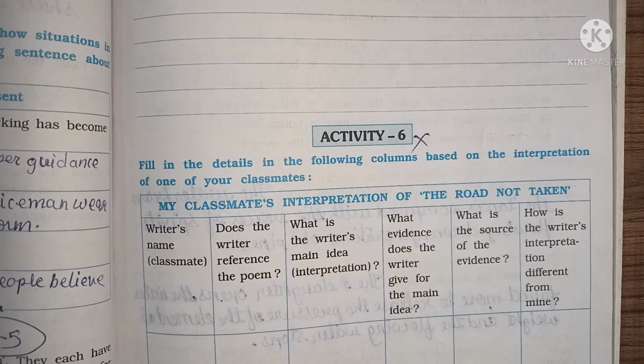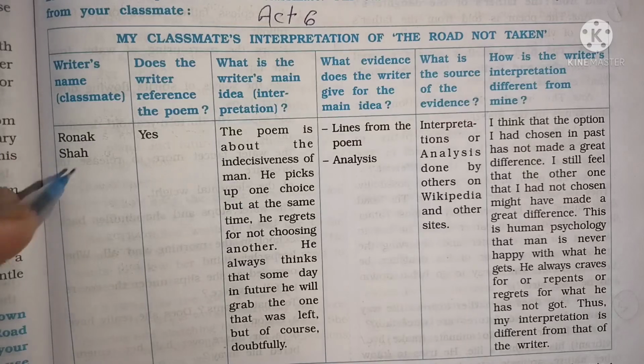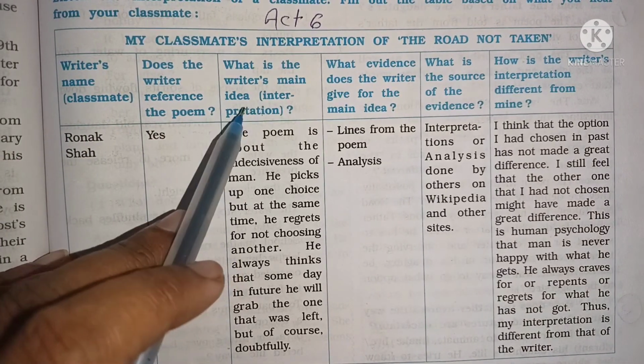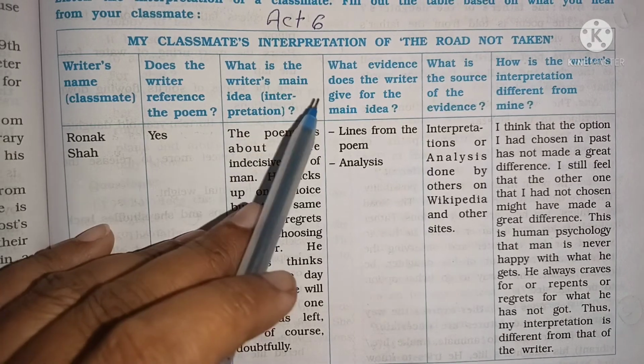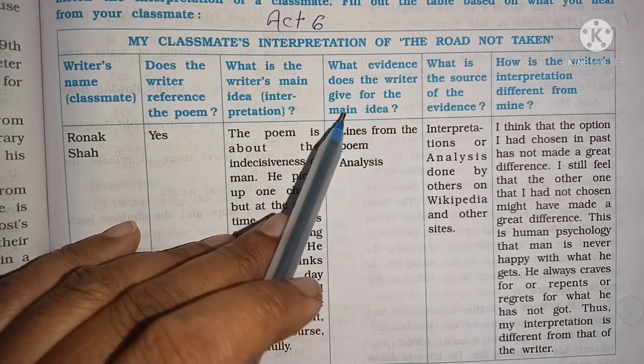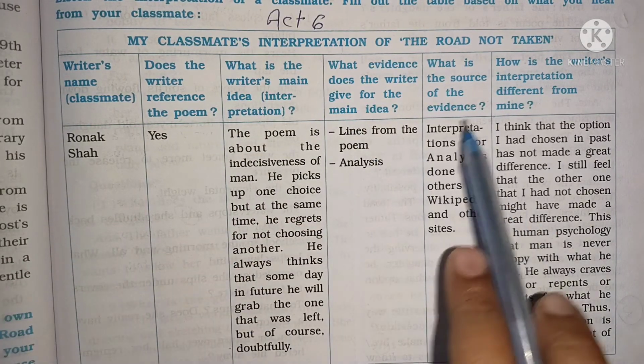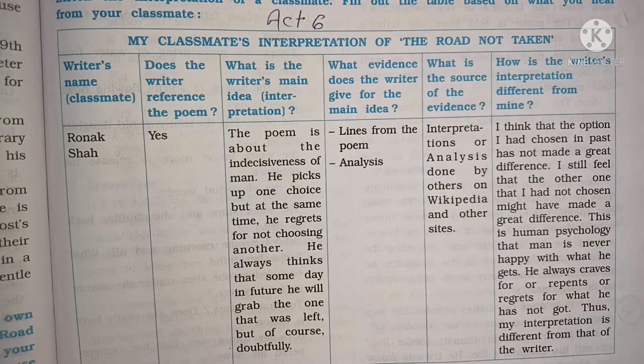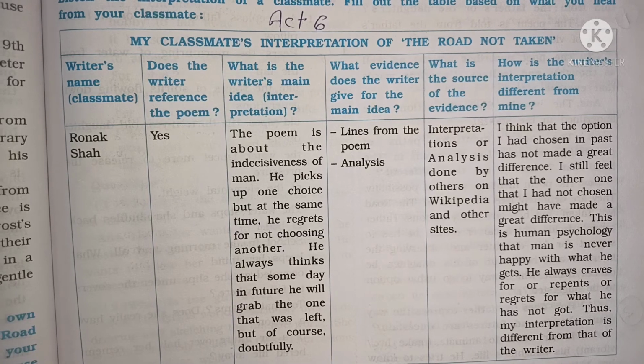Activity 6. Fill in the details in the following columns based on the interpretation of one of your classmates. The answer is: writer's name, classmate. Does the writer reference the poem? What is the writer's main idea? What evidence does the writer give for the main idea? What is the source of the evidence? And last, how is the writer's interpretation different from mine?